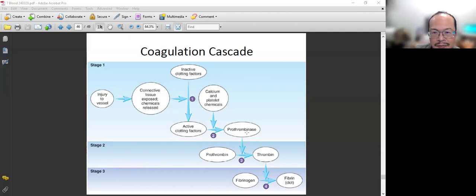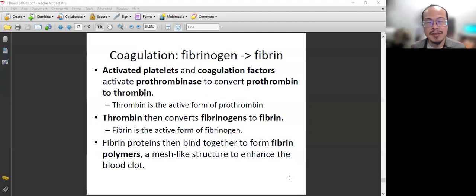Yeah, so it will be something nice. Prothrombinase acts on prothrombin, so it converts prothrombin to thrombin. Then thrombin will convert the fibrinogen to fibrin. So that's that. All right, so this is the summary that we talked about.